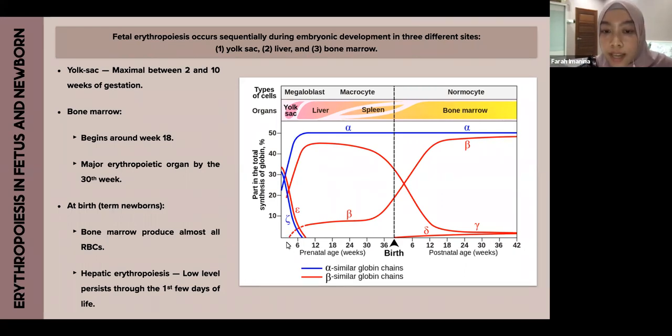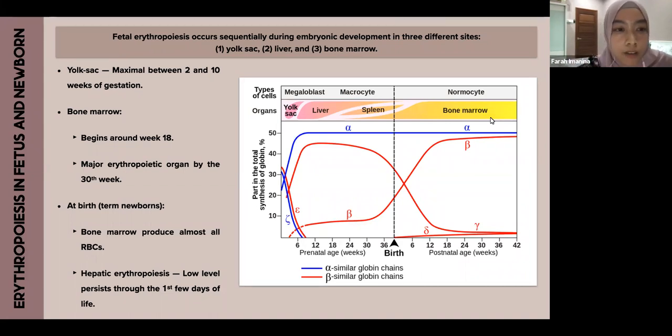You can see here at the early gestational age, the first site for RBC production is the yolk sac. And then the liver will take over the role. You can see here, the liver is the major site for RBC production during fetal development. Then at around 18 weeks of gestation, the bone marrow will take the place of erythropoiesis, and after birth, the bone marrow will be the major site for RBC production.